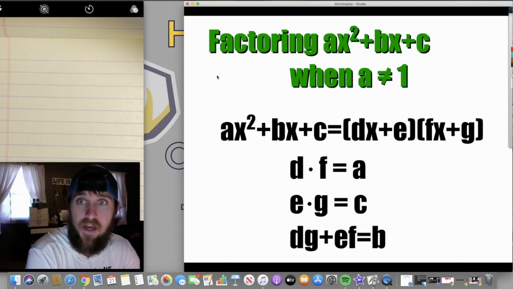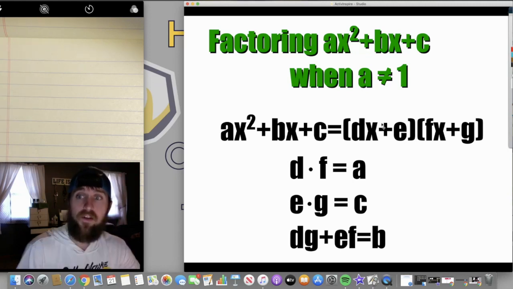We're going to take a peek at what happens if the a value is some other number. But we still want the two factors to multiply to give us c. That has not changed. But now that we have a value in front of the x, it's not just x times x is x squared. It's some number x and some number x gives us some number x squared. So you also want to look at those factors, and those need to go in front of your x's.